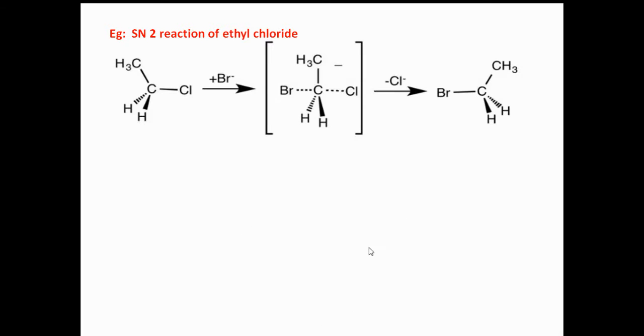Then if you look at the example of ethyl chloride, where the bromide ion is the attacking group. So you can see here the bromide ion attacks onto the carbon from the backside. Chloride ion is lost and it gives rise to bromoethane as a product.